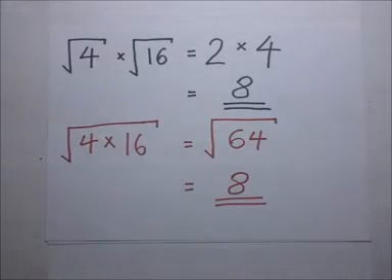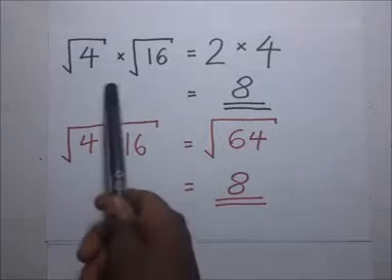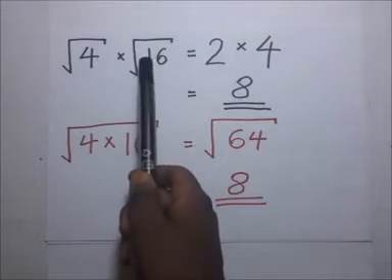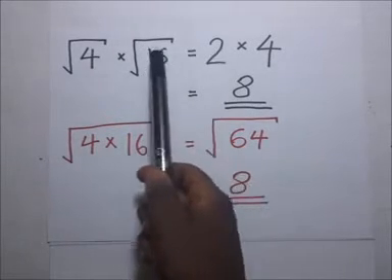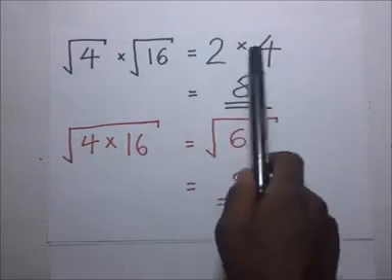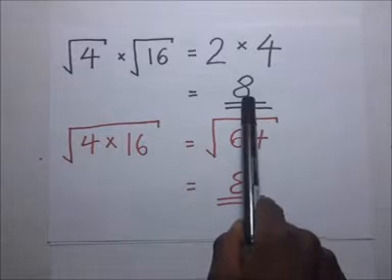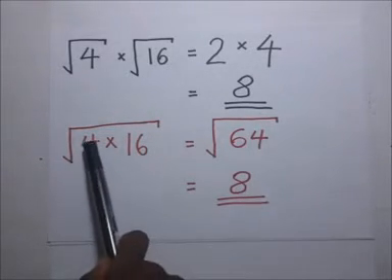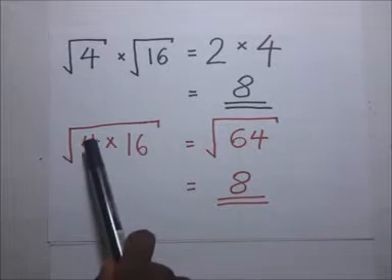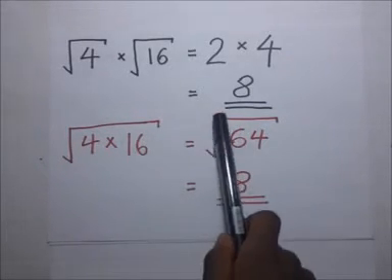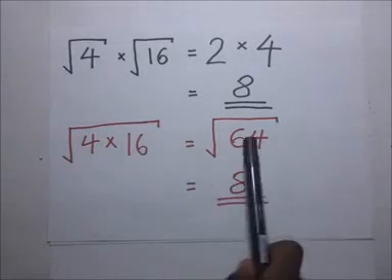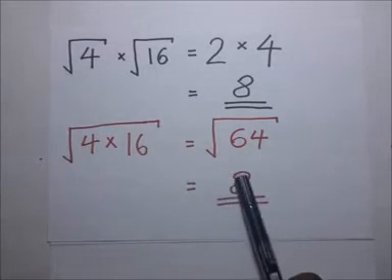In simplifying surds, we need to know some background knowledge about surds. In this illustration, in black ink, we have the square root of 4 multiplied by the square root of 16. We know that the square root of 4 is 2, and the square root of 16 is 4, so 2 times 4 gives us 8. But at the same time, if you first find the product of 4 and 16, which is 64, and then find the square root of 64, it still gives the same answer, which is 8.